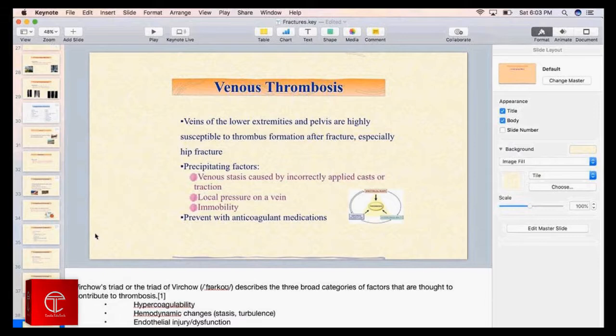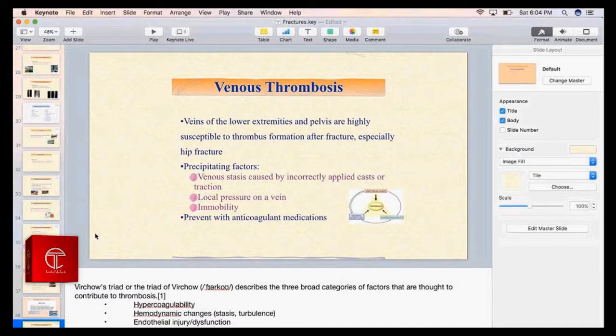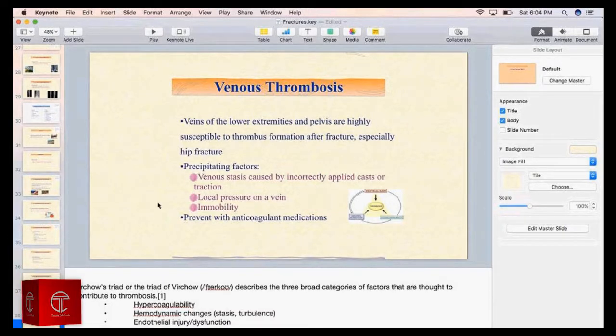Endothelial injury, stasis, and hypercoagulability. Excellent. So those are the three reasons why most of the time there will be venous thrombosis. Veins of the lower extremity and pelvis are highly susceptible to thrombus formation after fracture, especially hip fracture or proximal femur fracture. And the precipitating reasons are, as you said, Virchow's triad.